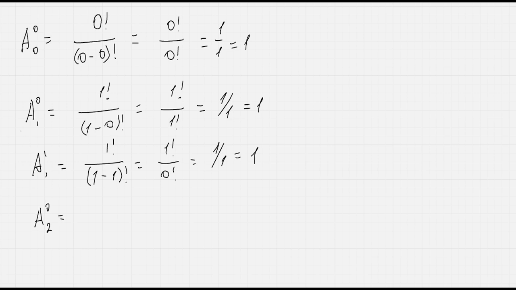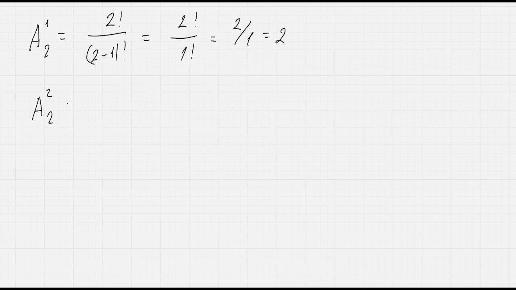A of 2 and 0, that is 2 factorial divided by 2 minus 0 factorial, that is 2 factorial divided by 2 factorial, that is 2 divided by 2, that is 1. A of 2 and 1, that is 2 factorial divided by 2 minus 1 factorial, that is 2 factorial divided by 1 factorial, that is 2 divided by 1, that is 2. A of 2 and 2, that is 2 factorial divided by 2 minus 2 factorial, that is 2 factorial divided by 0 factorial, that is 2 divided by 1, that is 2.